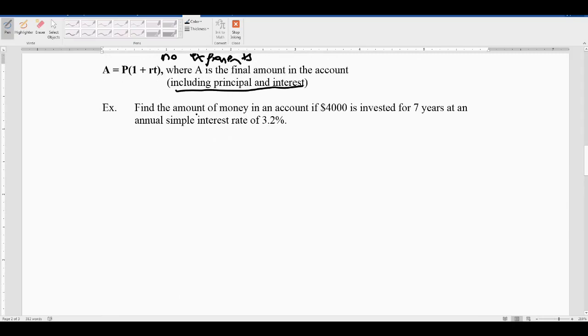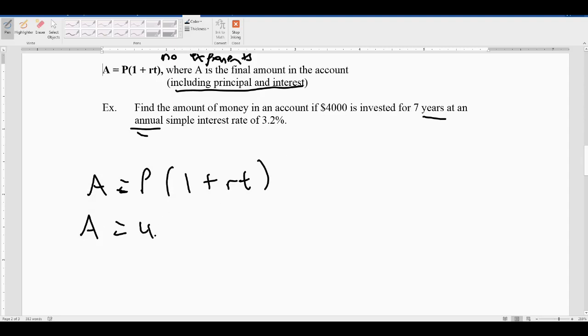Find the amount of money. That means we're going to find all of A. An account of $4,000 is invested for 7 years at an annual simple interest rate of 3.2%. Annual years. That's always good. So I'm going to use this formula and let it help me find the total amount of money.